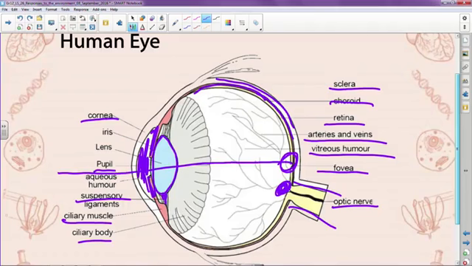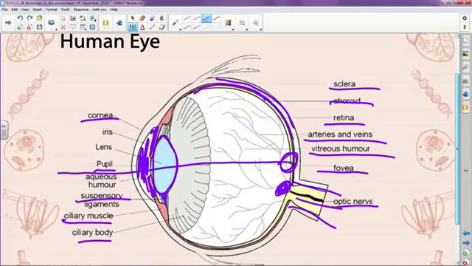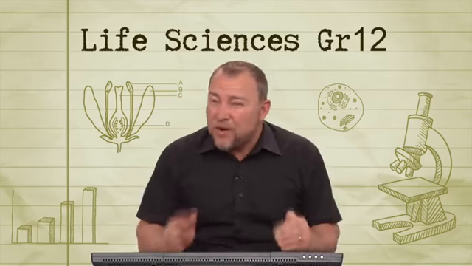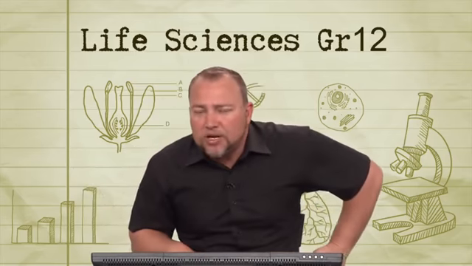Okay, the rods and cones send a signal back to the brain, down the optic nerve. The brain says, "Hold on. That is very, very bright. That's not going to do it for me." It sends an impulse back to the iris and says, "Iris, please close that pupil a bit so that we can actually see the image properly."